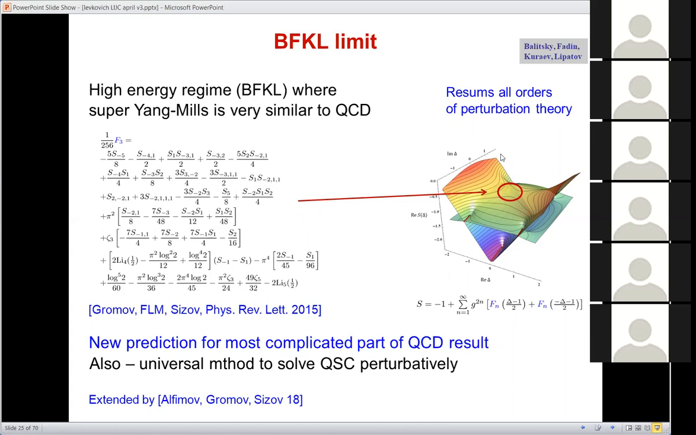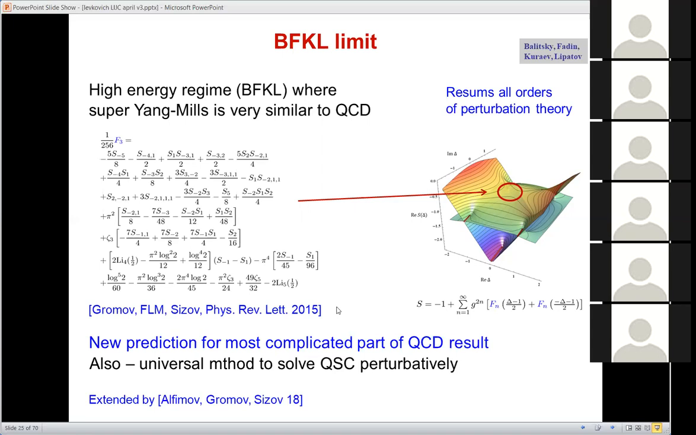But with quantum spectral curve, we developed some efficient analytic method that allows one to study, in particular, this limit very efficiently, and we generated a new prediction in 2015. So it's some next to leading order, which was not available for many years. And well, in fact, this method can be pushed to even higher order, just technical difficulties.